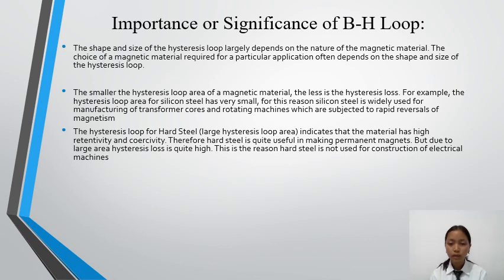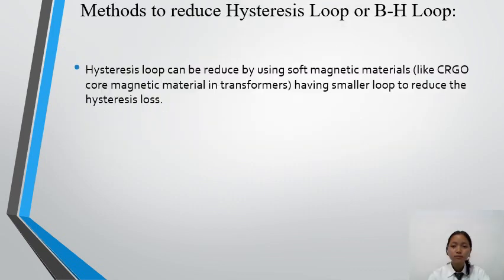Hysteresis loop for hard steel. A large hysteresis loop area indicates that the material has high retentivity and coercivity. Therefore, hard steel is quite useful in making permanent magnets. But due to the large area, hysteresis loss is quite high. This is the reason hard steel is not used for construction of electrical machines.